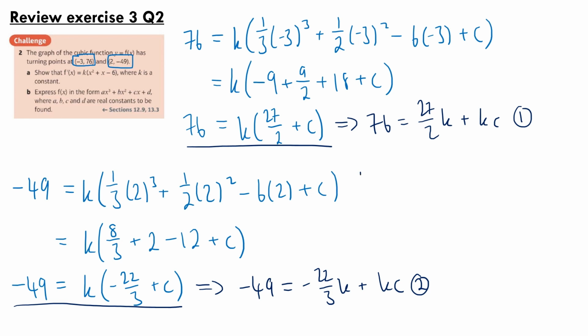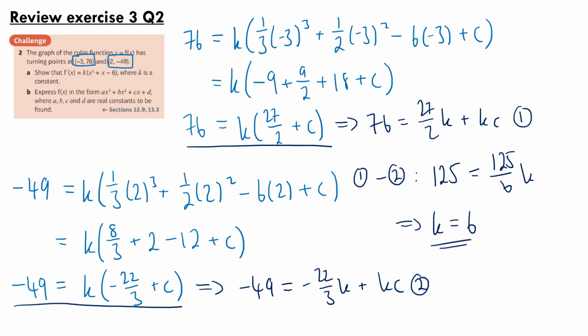Now if we call this equation 1 up here and this down here equation 2, and if we take them away from each other, so the top equation take away the bottom equation, then we get 76 minus 49, so that gives us 125. It's equal to 27 halves k plus 22 thirds k. So that gives us 125 over 6 lots of k, and the kc's cancel. So we have that k is equal to 6.